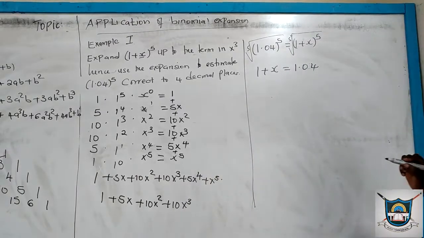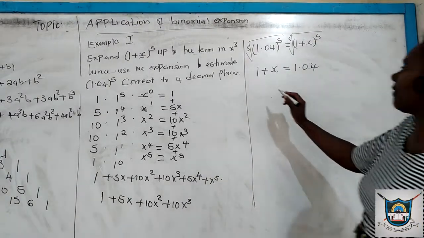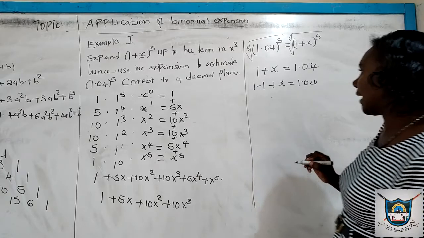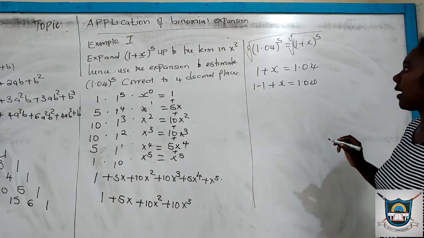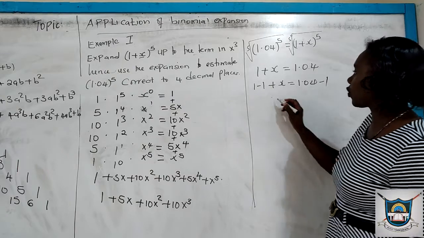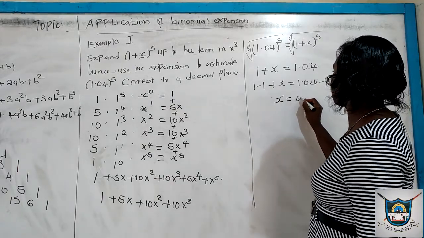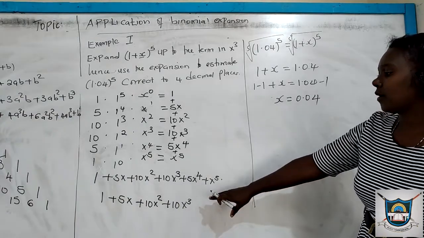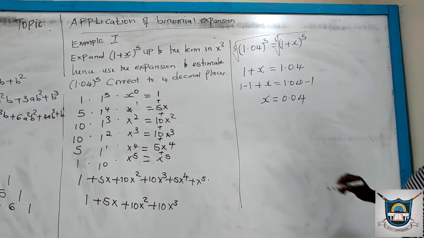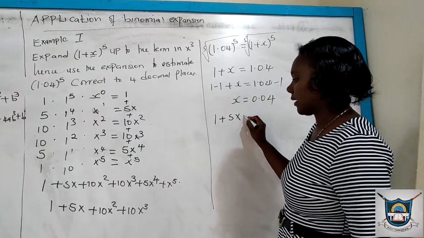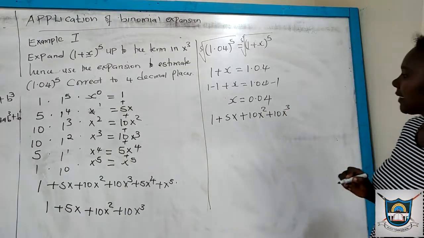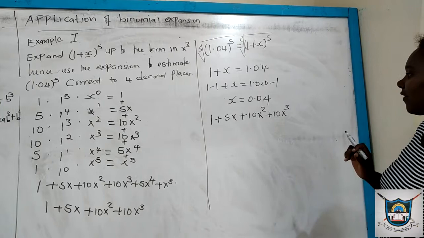From Form 2 knowledge, we can eliminate 1, where we will have 1 minus 1 plus x is equal to 1.04 minus 1. What you do on the left side, remember what we said in Form 1 and Form 2, you also do on the other side. So we'll be left with x is equal to 0.04 if you subtract that. Now, once we get x, we use this x in the previous answer that we got, which was 1 plus 5x plus 10x squared plus 10x cubed; we put the value of x in this equation.